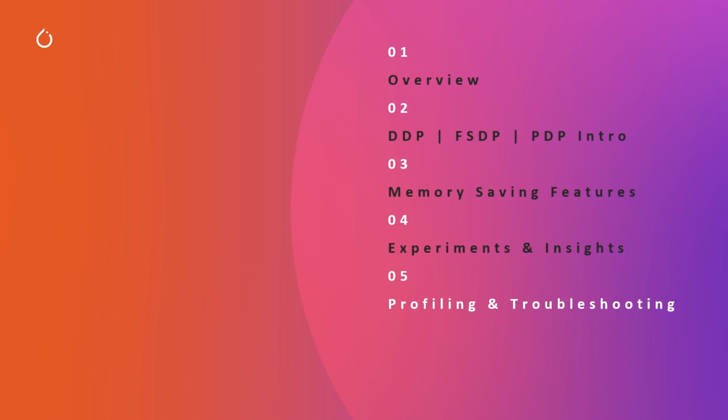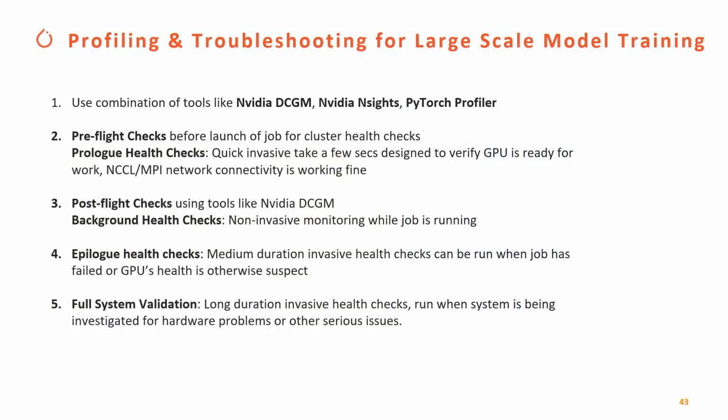Next, we will dive into some of the best practices for profiling and troubleshooting large-scale model training runs. Large-scale model profiling and troubleshooting is hard, and the tools are still evolving across the industry. You will need to use a combination of tools like Nvidia DCGM, Nvidia Nsight, or the PyTorch profiler for profiling the actual training runs.